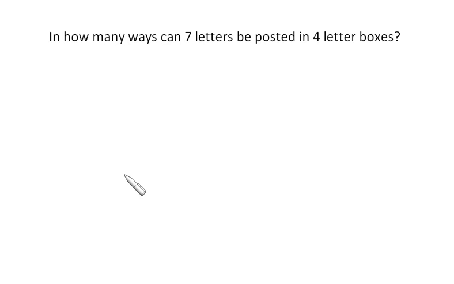Now, in how many ways can 7 letters be posted in 4 letter boxes? Now, problem is quite similar. We pick up the first letter, we have the 4 choices, right? We pick up the second letter, still we have 4 choices. We can put the letter in any of the boxes. So for every letter, we have 4 choices, right? So we have 4 raised to 7 ways to do this, right?